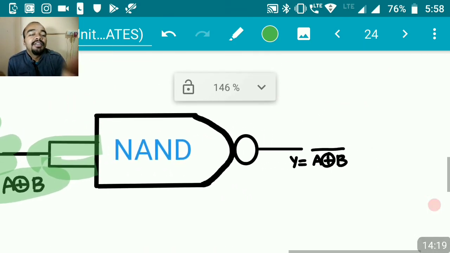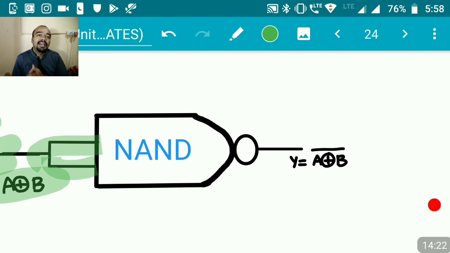Once we give A XOR B as the input to both inputs of the NAND gate, we are going to get the output y equal to A XOR B whole bar. This is nothing but A XNOR B. That is how we realize the XNOR gate using NAND gates. Fine, I hope by this video I have completed the realization of all different logic gates using NAND gate.